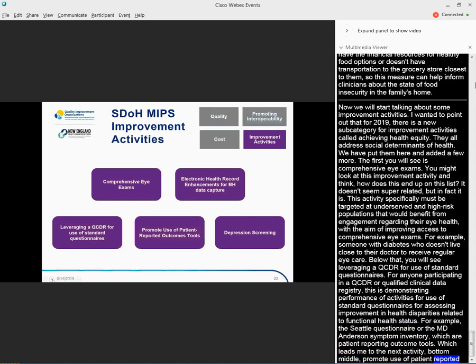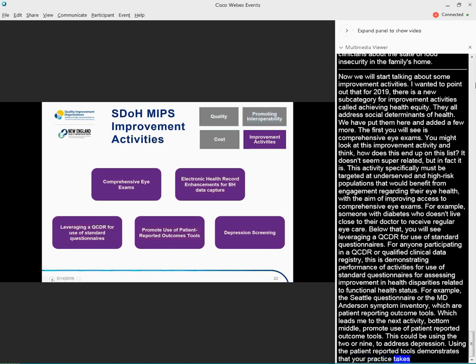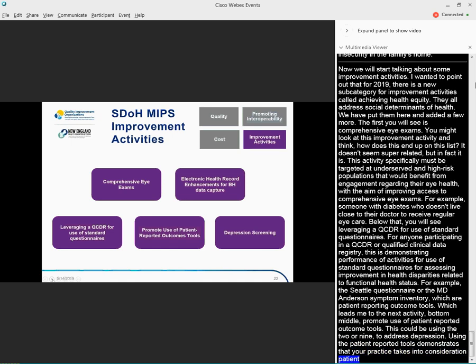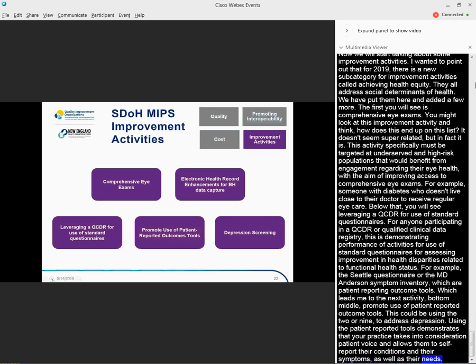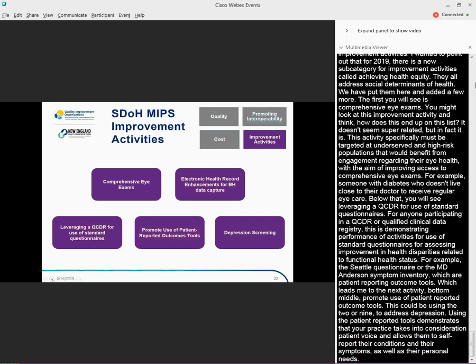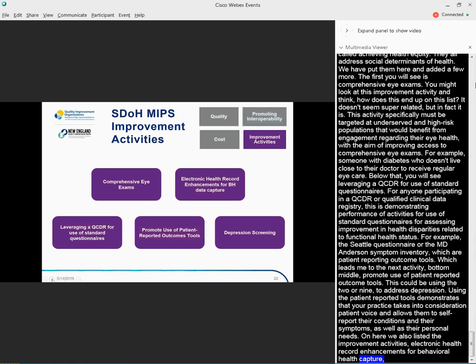Using the patient-reported tool demonstrates that your practice takes into consideration the patient voice and allows them to self-report their conditions and their symptoms as well as their personal needs. On here, we've also listed the improvement activities, electronic health record enhancements for behavioral health data capture, as well as depression screening. So socioeconomic inequalities in health have been widening for decades.